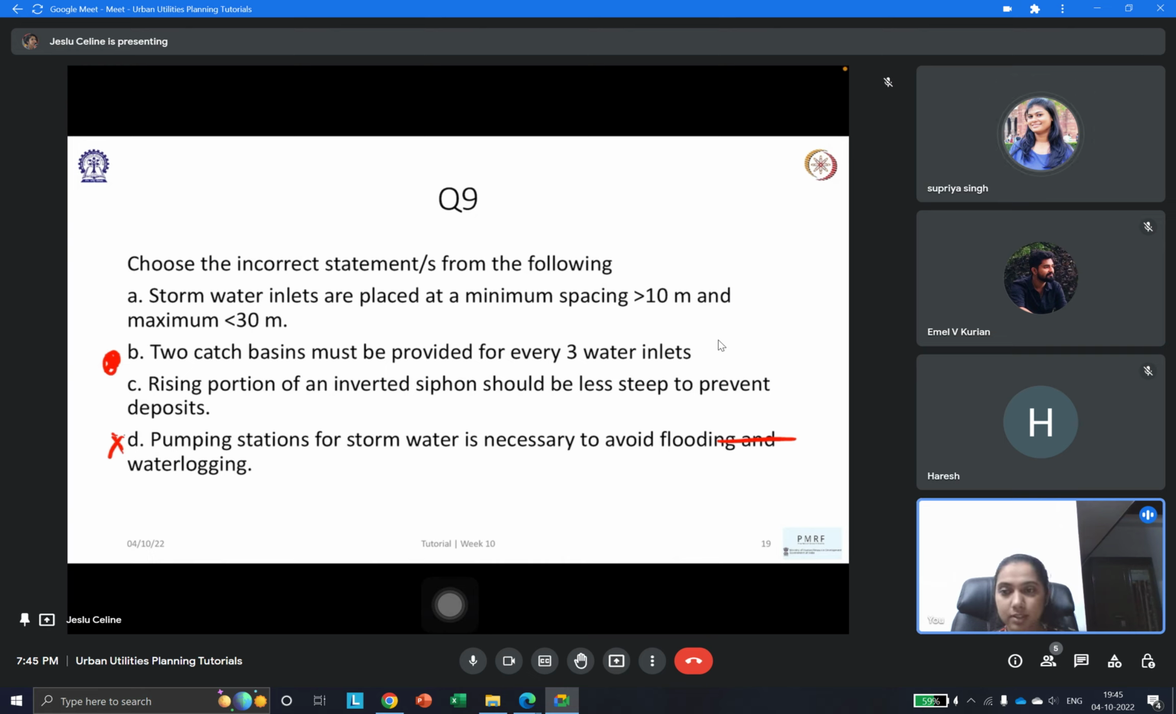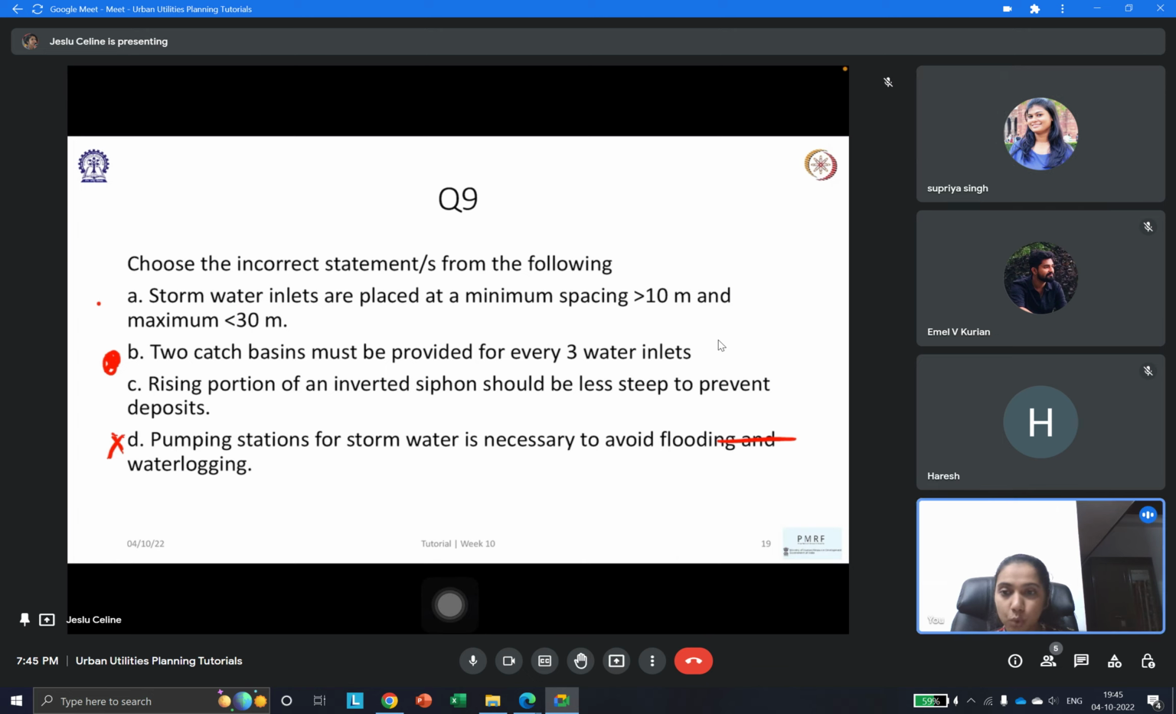What about the first one? Let's go by the first one. Stormwater inlets are placed at a minimum spacing greater than 10 meters and maximum less than 30 meters. Is it correct or wrong? That is correct. Fine. This we have learned in our stormwater lectures, in the previous lectures.